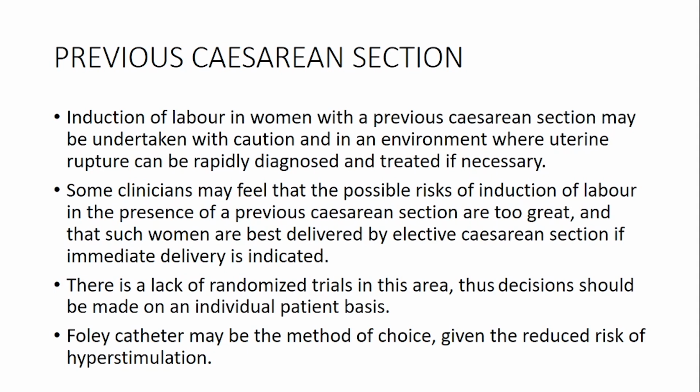Foley's catheter may be used in previous cesarean section. Prostaglandins should not be used for cervical ripening. If at all they are going to be used, the dose should be reduced to a minimum because of the risk of hyperstimulation of the uterus, which can lead to ruptured uterus. Foley's catheter may be a better choice, given the reduced risk of hyperstimulation.